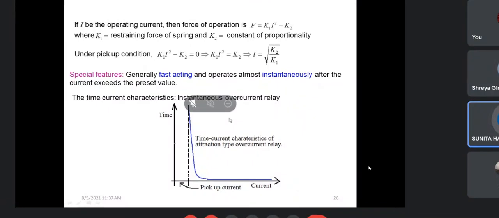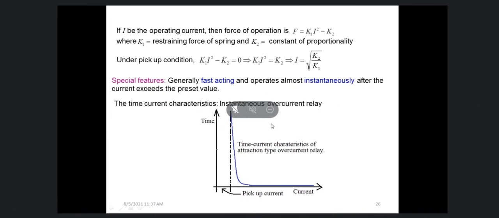This may be advantageous when we want to get the protection instantaneously, but it may be disadvantageous when we want to wait for some time, some moment, say a half cycle or one cycle, and wait for the fault to disappear automatically. Then it is very much disadvantageous. We cannot use it.